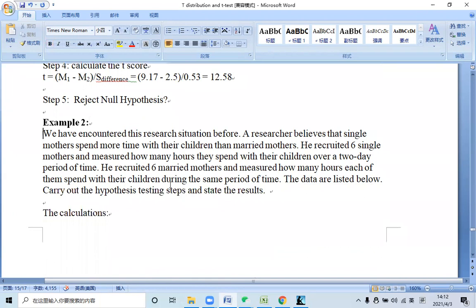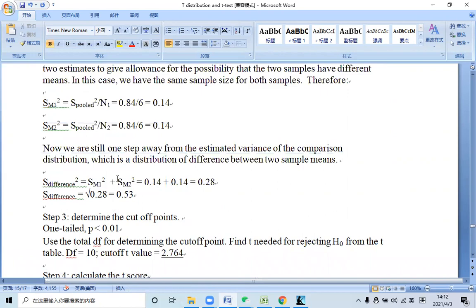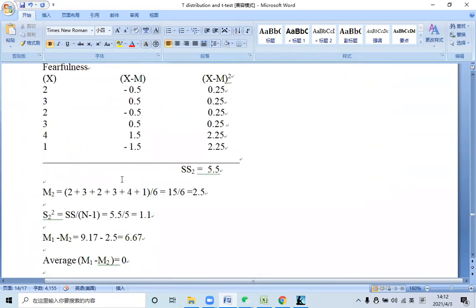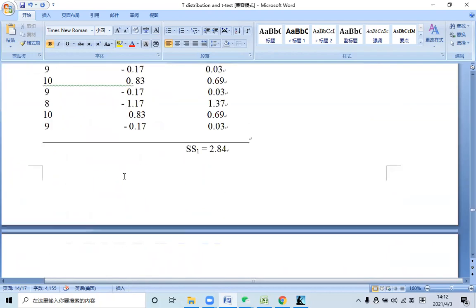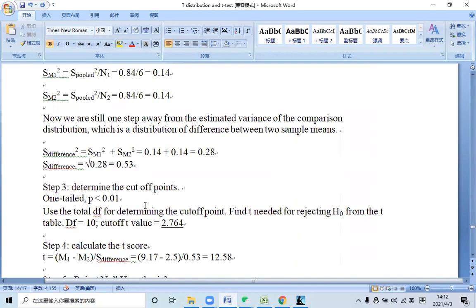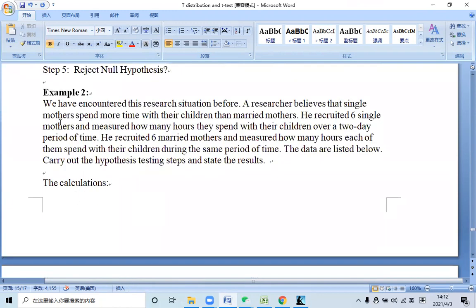All right. This is a t-test for independent means. Two groups are really different from each other. Look at another example.